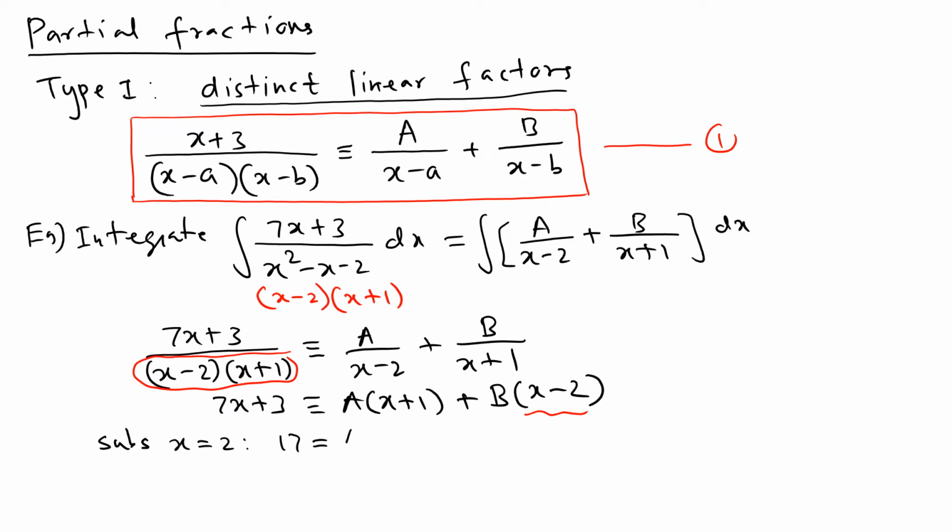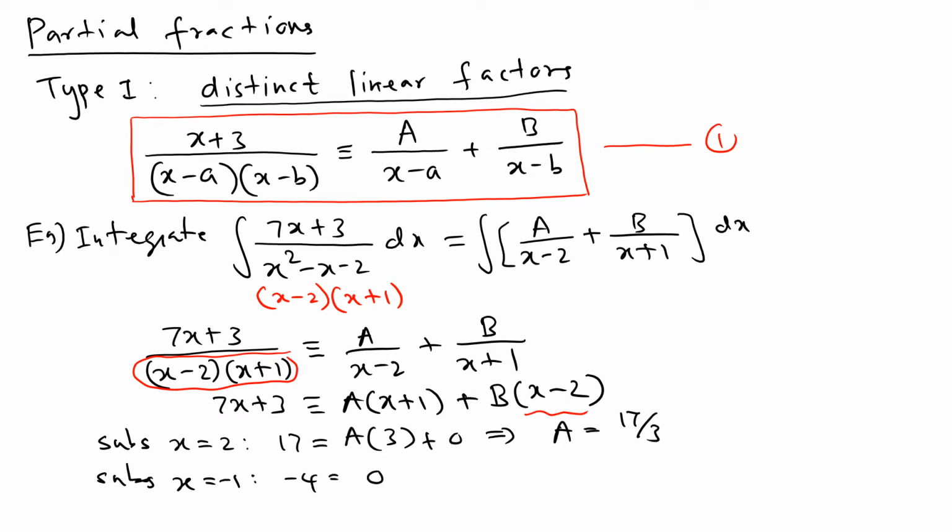Now is the equal sign A. So we have 2 plus 1, which is 3, plus 0. And this says that A equals 17 over 3. The same argument: you can substitute x equals, what's the best substitution you can do? You can plug in x equals -1, because if you plug in -1, it's going to cancel the first term. So if you plug in -1, you get -4 here.